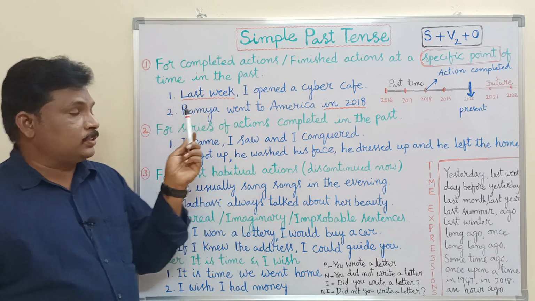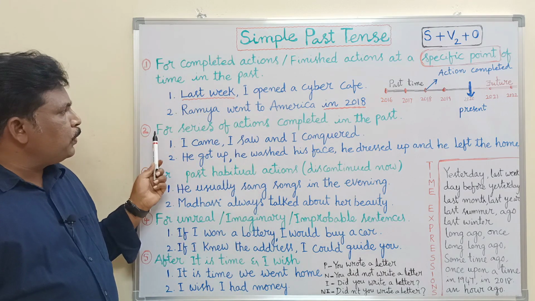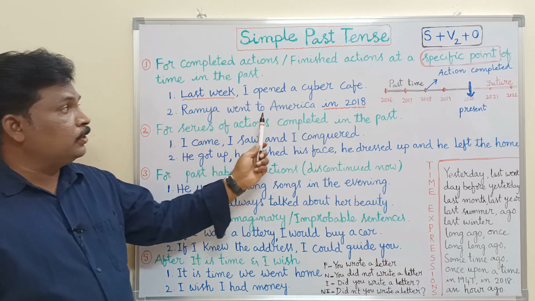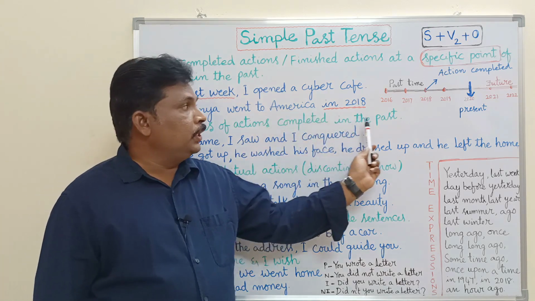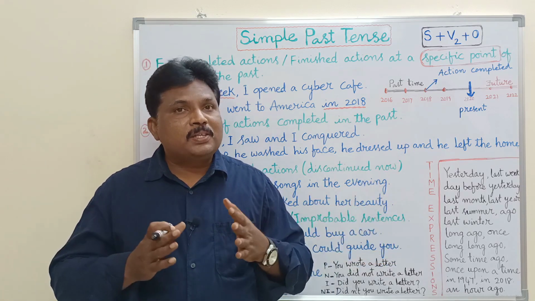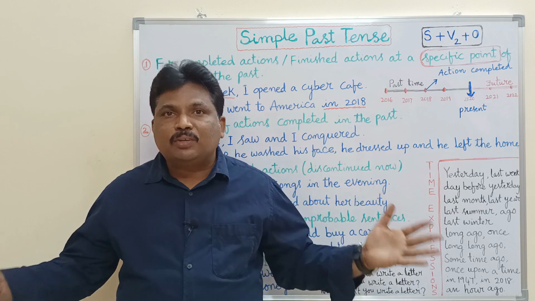This is the first usage. Look at the second usage. Simple past tense is used for a series of actions completed or finished in the past time. Series of actions. Simple past tense is used for a series of actions.